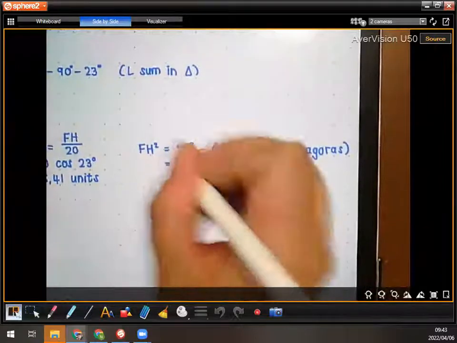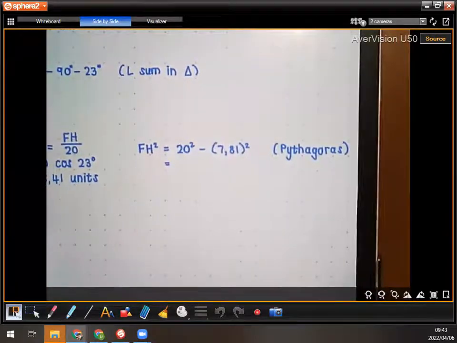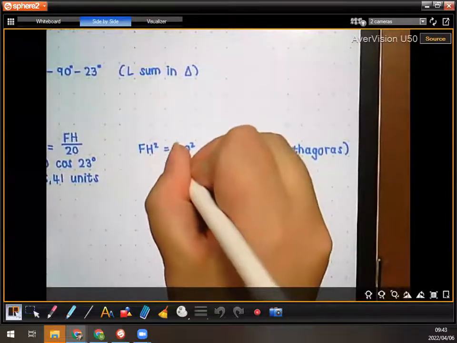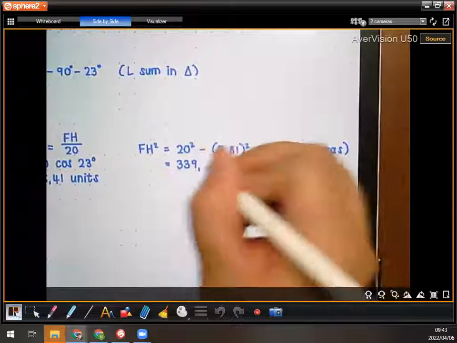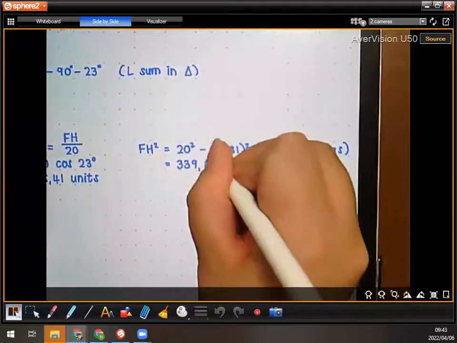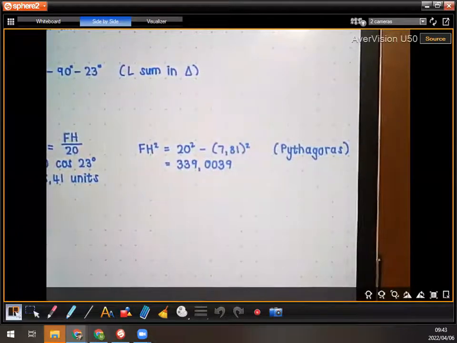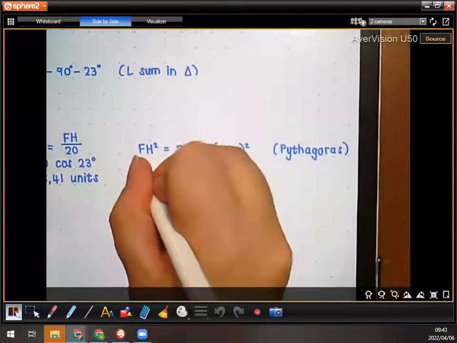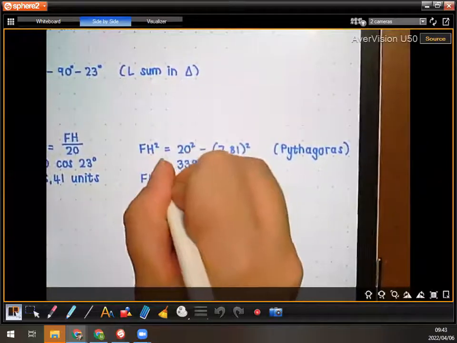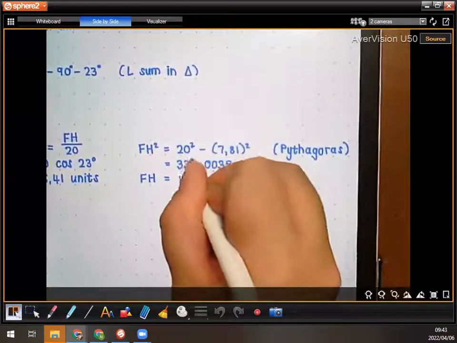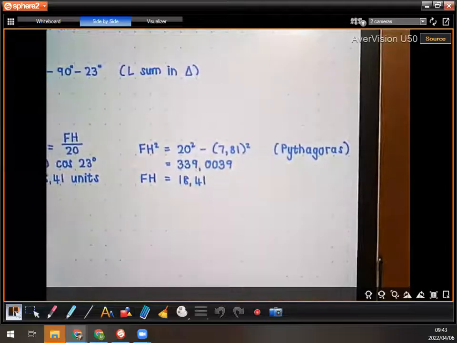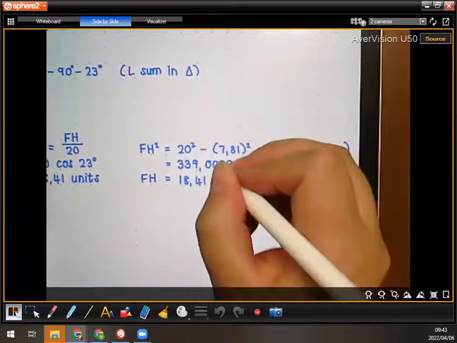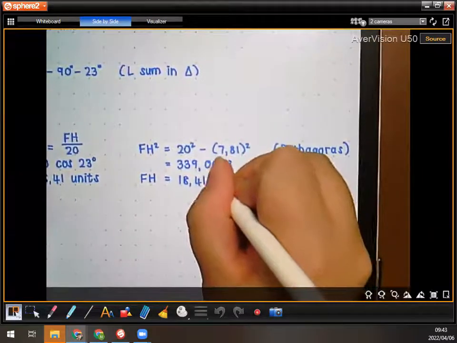So calculating this, let's just see what I get. 20 squared minus 7,81 squared. And this is a step that you don't need to write down, right? But I'm getting 0,039. That's the whole value. And then you need to square root it. So FH is then, okay, it does actually come to the same answer, but the follow-up decimals are slightly different. The first two decimals are the same.